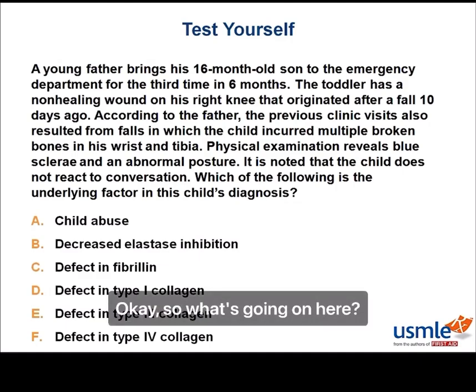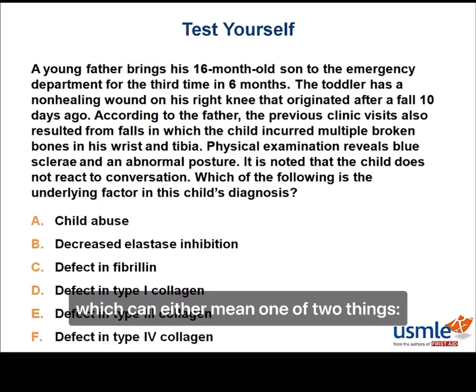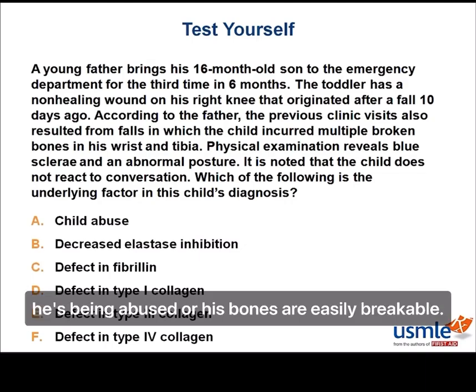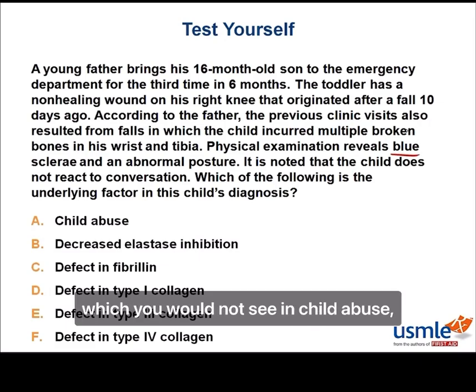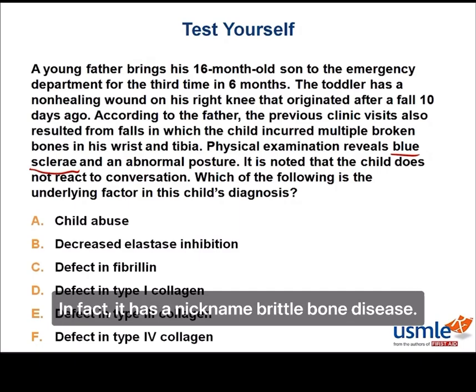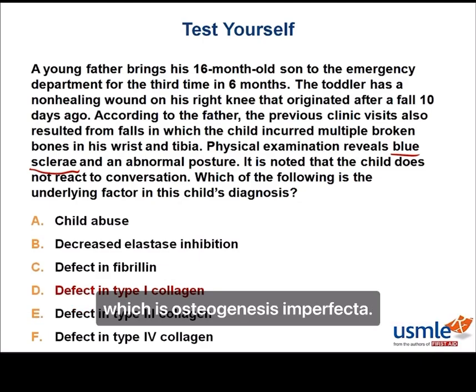Okay, so what's going on here? Well, you've got a kid who is repeatedly breaking bones, which can mean one of two things. He's being abused, or his bones are easily breakable. The giveaway here is the blue sclera, which you would not see in child abuse, but you do see in a certain disease that makes you prone to breaking bones. In fact, it has the nickname brittle bone disease. So the answer here is choice D, a defect in type 1 collagen, which is osteogenesis imperfecta. Remember, type 1 collagen is the type you should associate with bones.